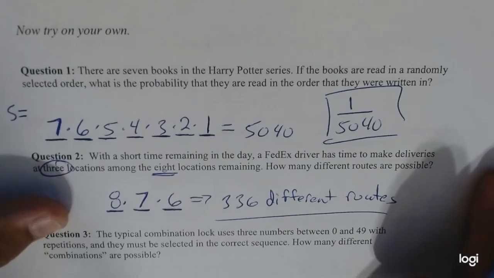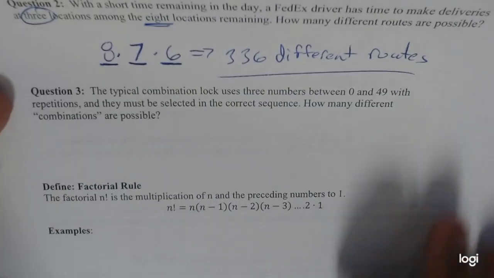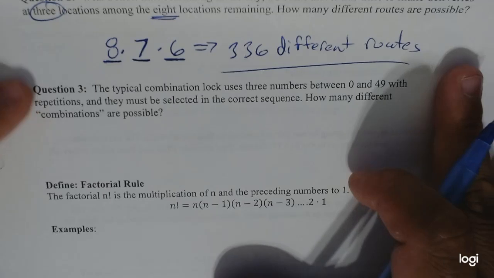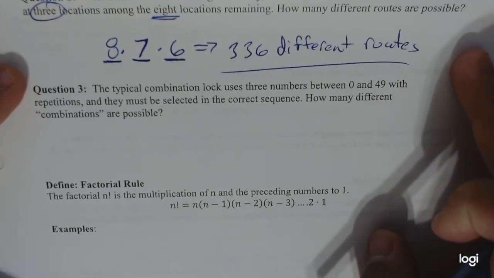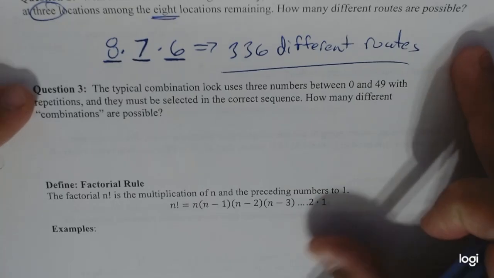And let's try one more using this rule here. So question 3 is a combination lock uses 3 numbers between 0 and 49 with repetitions. And they must be selected in the correct sequence, right? So it's literally a combination lock. You turn right, turn left, turn right again, that kind of stuff. How many different combinations are possible?